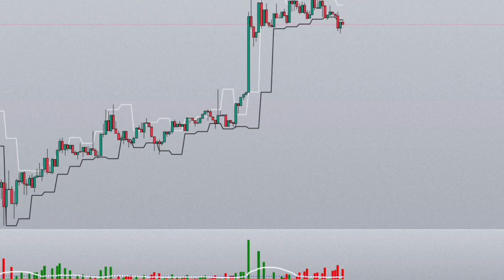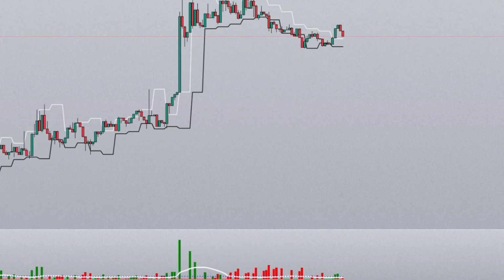Let's integrate our indicators into the chart and optimize their settings right away.